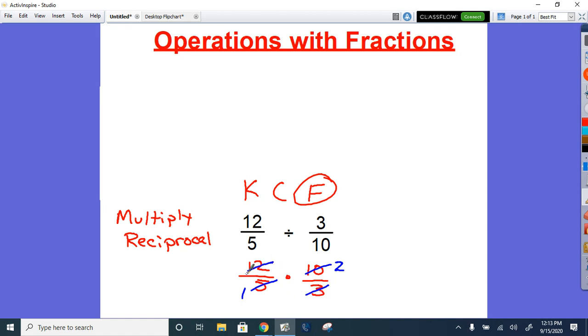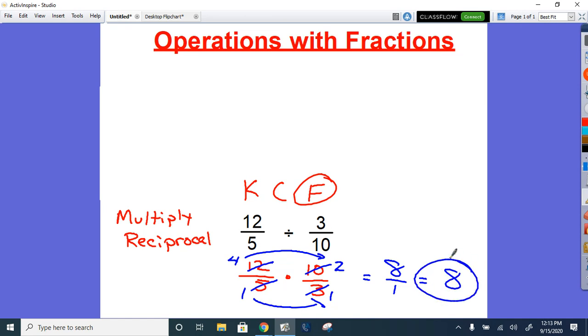And then I see 12 and 3. They both have a common factor of 3. 12 divided by 3 is 4. 3 divided by 3 is 1. And now I just multiply straight across. 4 times 2 is 8. 1 times 1 is 1. But we also know that any number over 1 just becomes the whole number itself.